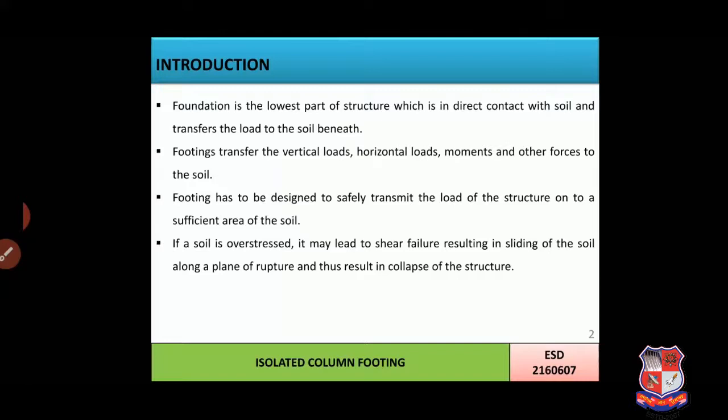Footing transfers the vertical load, horizontal load, moments and other forces to the soil. Footing has to be designed to safely transmit the load of the structure onto a sufficient area of the soil. And lastly, if a soil is overstressed, it may lead to shear failure, resulting in sliding of the soil along a plane of rupture and thus result in the collapse of the structure.